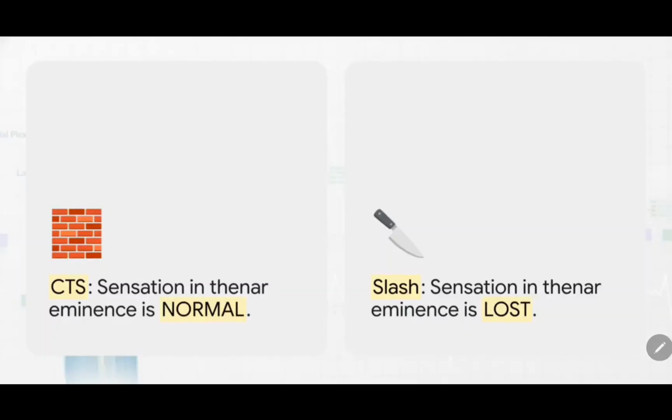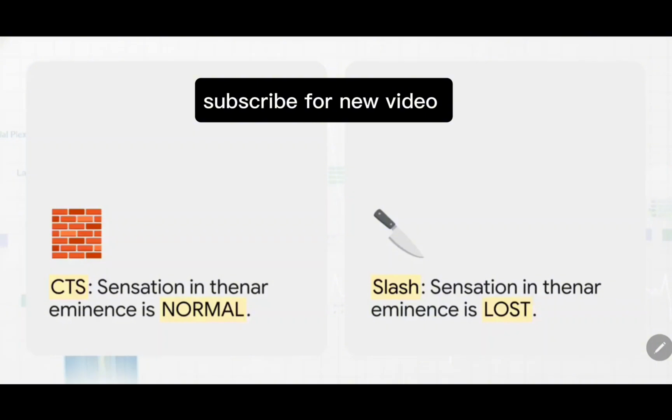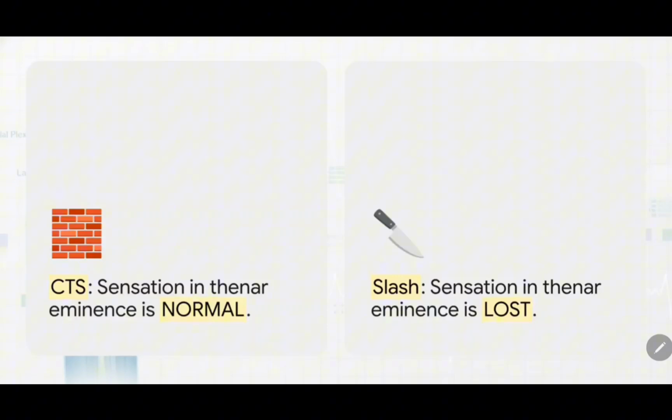Now, the absolutely crucial point is comparing these two, carpal tunnel syndrome versus a wrist injury. Because the palmar cutaneous branch travels above the carpal tunnel, thenar sensation is spared in carpal tunnel syndrome. But in a superficial wrist slash, वो palmar branch कट जाती है. So sensation in the thenar eminence is totally lost. Difference समझ आया? It's all about the anatomy of that retinaculum.